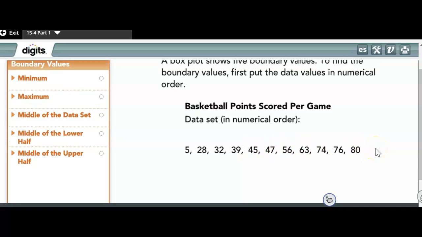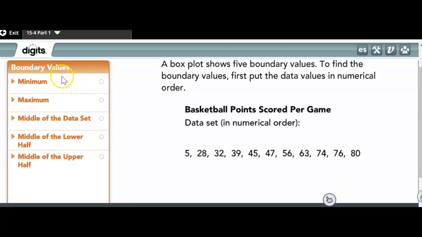This is an interesting basketball team because in one game they scored 5 points. In a different game, they scored 80 points. I would say that's some bad shooting in a game like this. These are the values that we need to find.